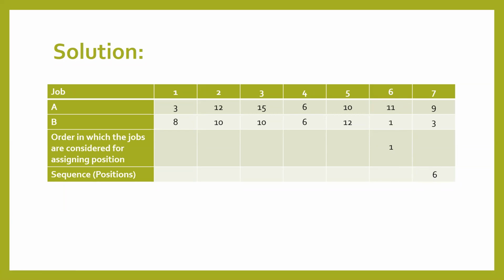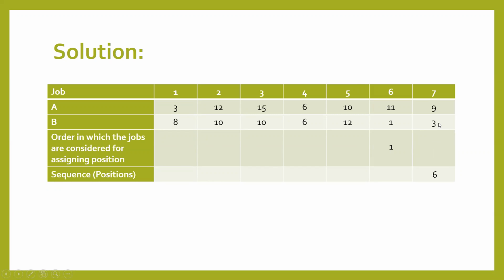Now ignore job number 6 and try to find the least processing time, which is 3. But if you look at the value 3, there is a tie between job number 1 and job number 7. Both values are for 2 different machines, so because there is a tie, I can consider either one as 2 for the order in which the jobs are considered for assigning. It's up to you.